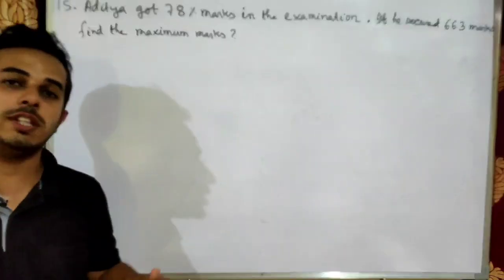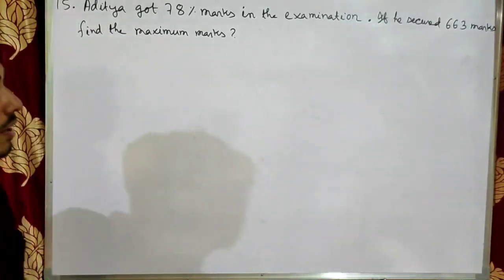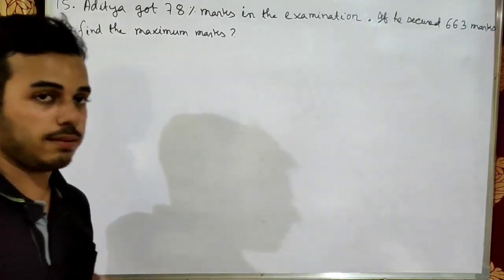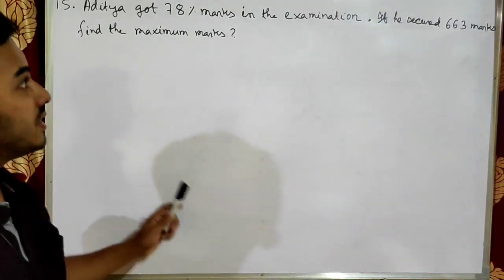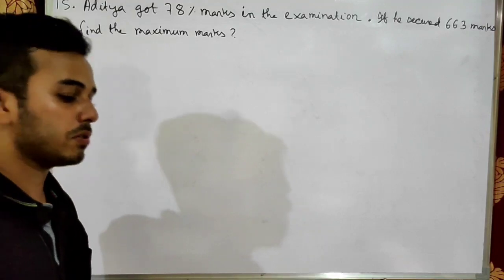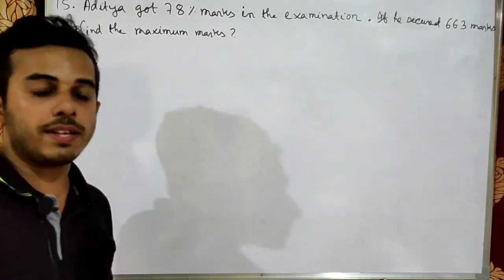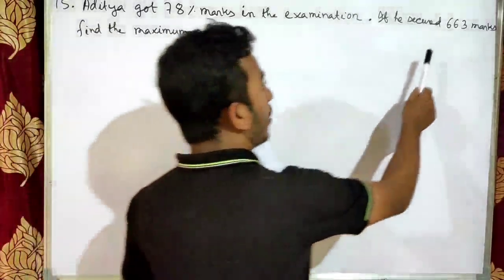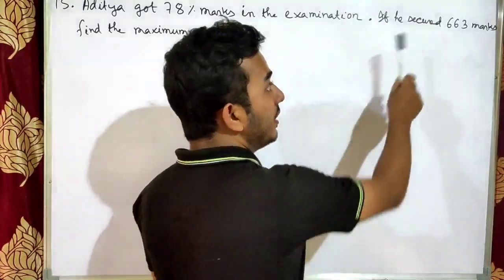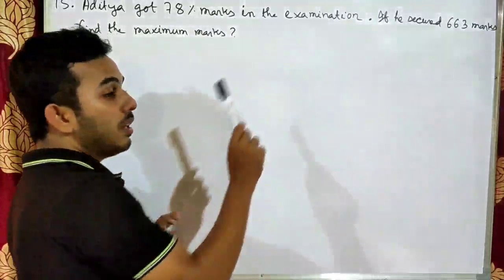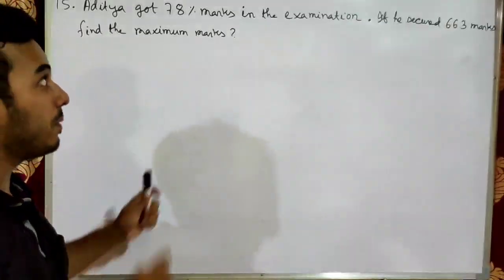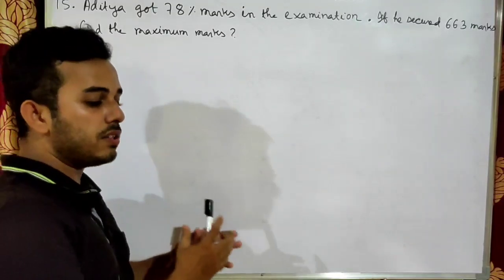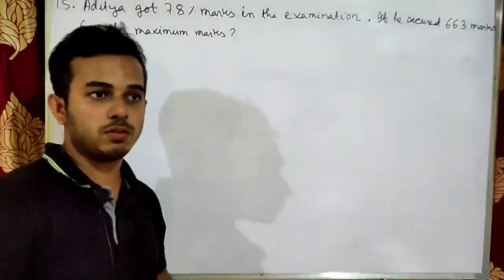Okay, so our next question, question number 15, is a very easy one. The question is: Aditya got 78% marks in the examination. If he secured 663 marks, find the maximum marks. Out of the maximum marks, he got 78%, which equals 663 marks. This 663 is the marks obtained, and the other is the percentage obtained. Both are the same; one is in percentage form, another is in marks form.